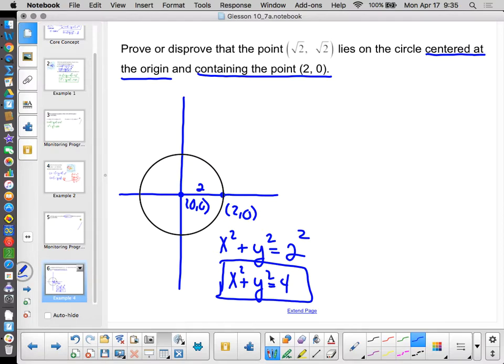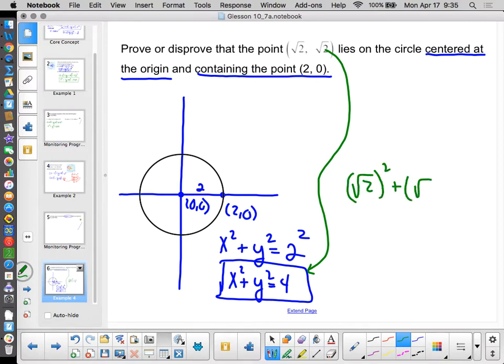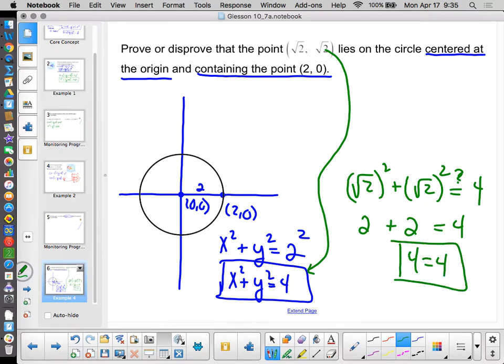Now, does the point root 2, root 2 fit on that circle? Well, what I'm going to do is substitute these values into this equation and see if it works. So the equation is x squared plus y squared equals 4. So square root of 2 squared plus square root of 2 squared. Does that equal, I'm not sure, 4? Well, the square root of 2 squared is 2. Square root of 2 squared is 2. And that's true. 4 equals 4. I've proven that that point is actually on the circle.